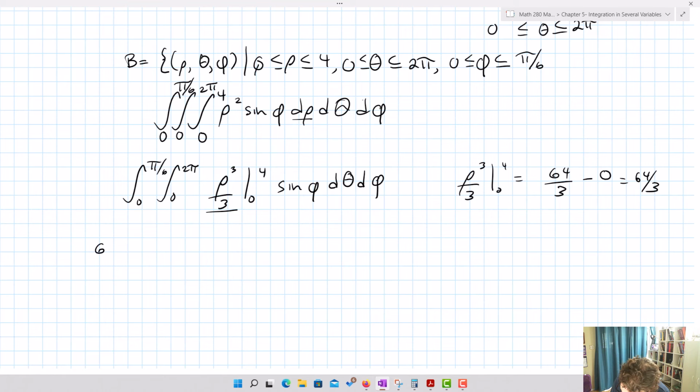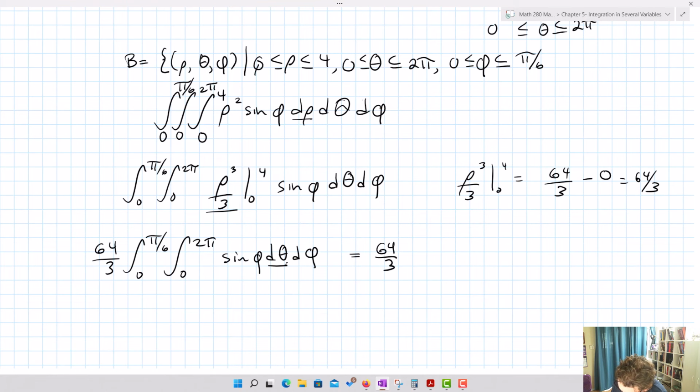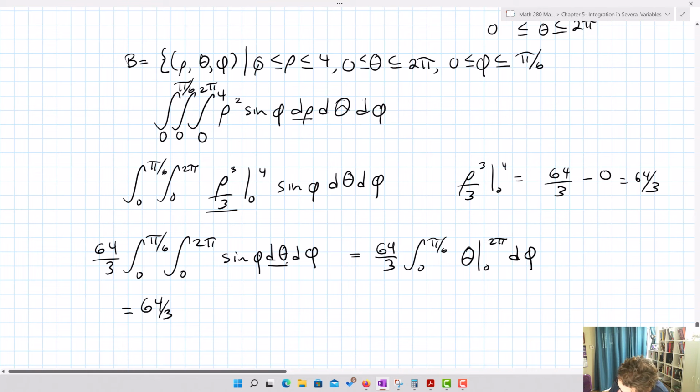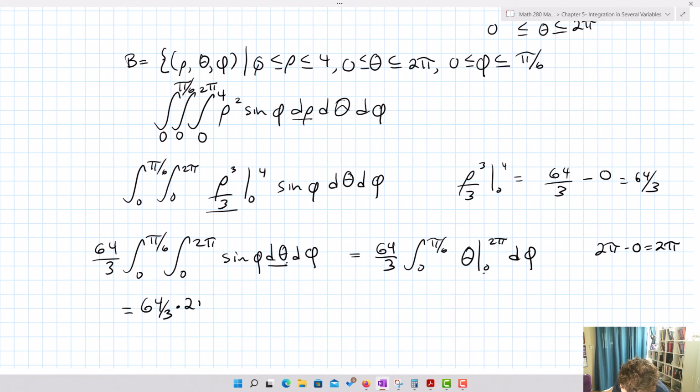That's a constant, so we can bring it out. We get 64 over 3 times the integral from 0 to pi over 6, the integral from 0 to 2 pi, of sine phi d theta d phi. Now we integrate with respect to theta. There are no thetas in there, so it's just a constant 1, and when we integrate we get theta. So this is 64 over 3 times the integral from 0 to pi over 6 of theta evaluated from 0 to 2 pi, and then finally d phi. Theta evaluated from 0 to 2 pi is 2 pi minus 0, which equals 2 pi. So we multiply by 2 pi and integrate from 0 to pi over 6 of sine phi d phi.